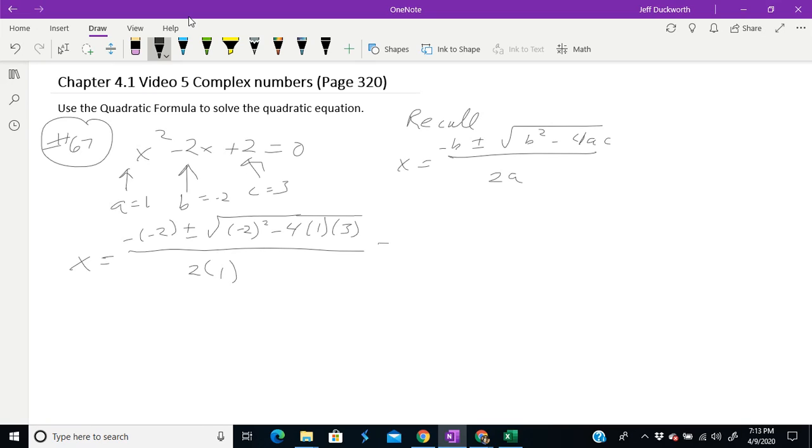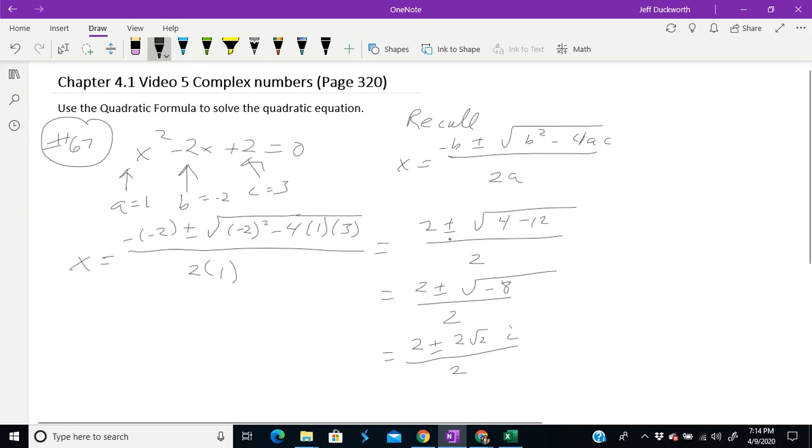All right, so that means that x equals 2 plus or minus, what do we have here, 4 minus 12 over 2. All right, so 4 minus 12 is negative 8. Negative 8 becomes 2 root 2i. Pull out the negative 1, and 8 is 4 times 2. And now the 2, we can factor out a 2.